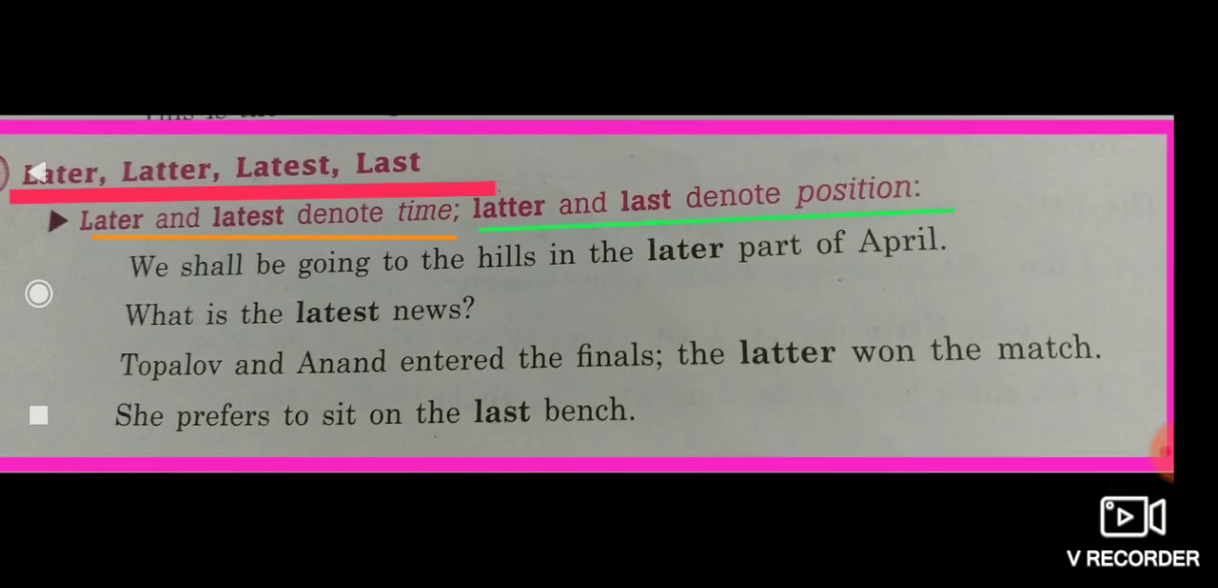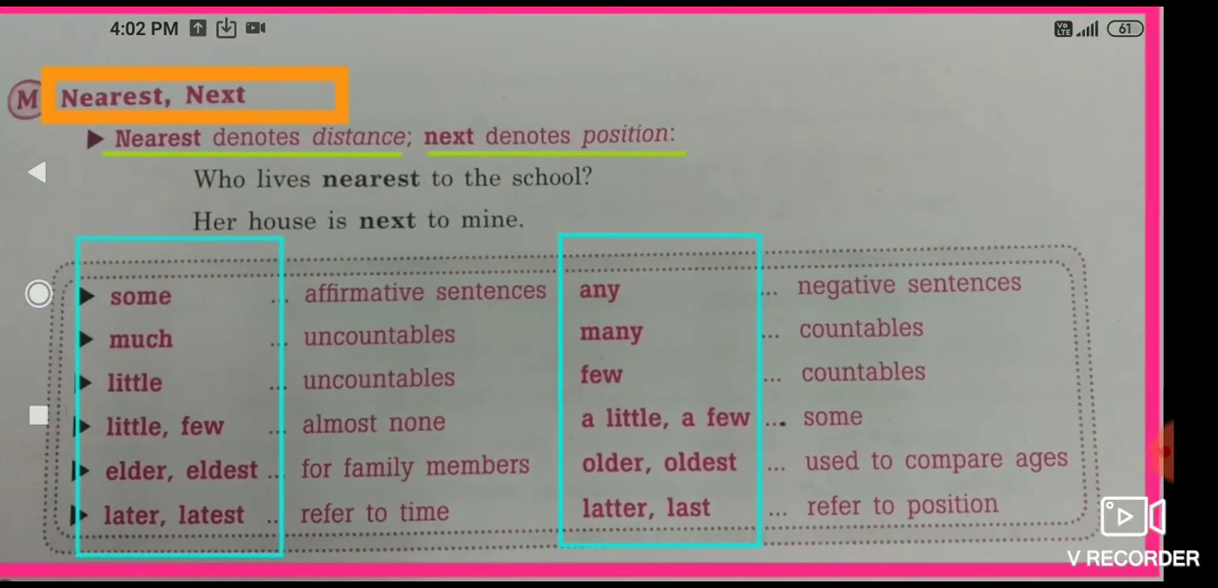Next is later, latter, latest, last. Later and latest denote time. Latter and last denote position. Like, what is the latest news? Here latest is denoting time. She prefers to sit on the last bench. Here last is denoting position.